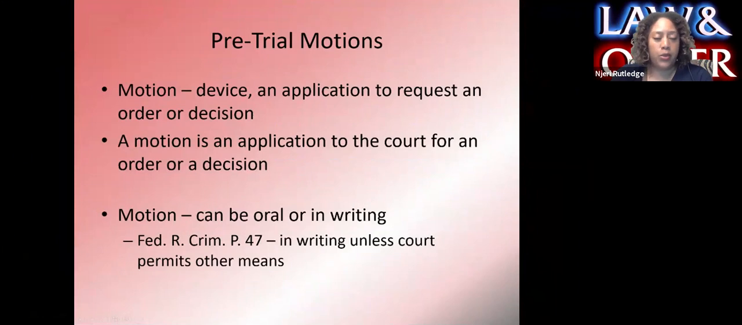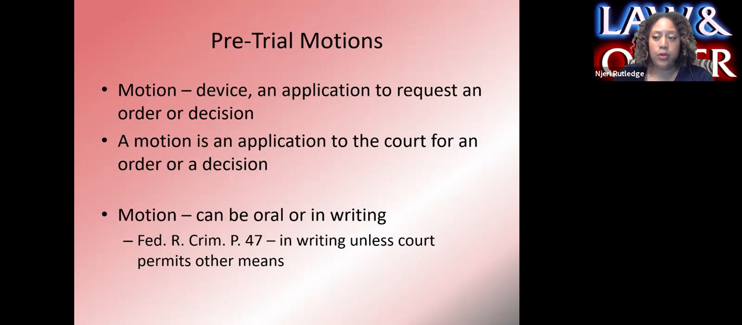So what is a pretrial motion? A pretrial motion is just a device and a way that you request that an order or a decision be made by the court. A motion is an application for an order or decision. It's a formal definition. It can be oral or in writing. Many motions in criminal law are oral, but there are some very important motions, like a motion to suppress, that need to be made in writing.